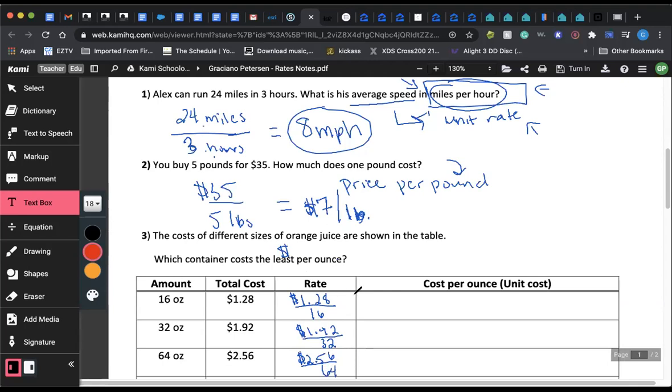So we're going to use our calculators, because I don't want us to tax our brains too much. We can use our calculators in week 6 to calculate this. So we have $1.28 divided by 16. What's our price per ounce, or our cost per ounce? Student: 8 cents. Very good. So it's going to be 8 cents, 6 cents and 4 cents. Very good.